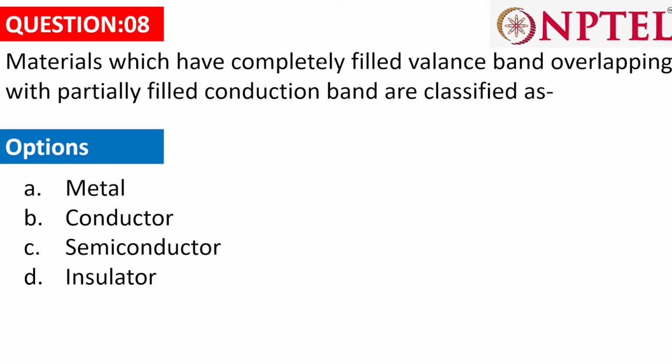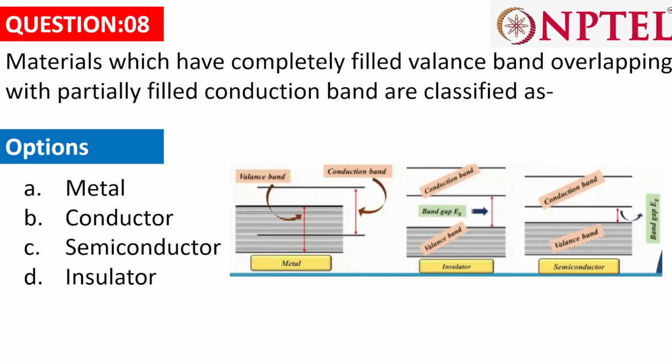Question says, materials which have a completely filled valence band overlapping with a partially filled conduction band are classified as metals, or conductors, or semiconductors, or insulators. Yes, you can say metal or conductor are the same.